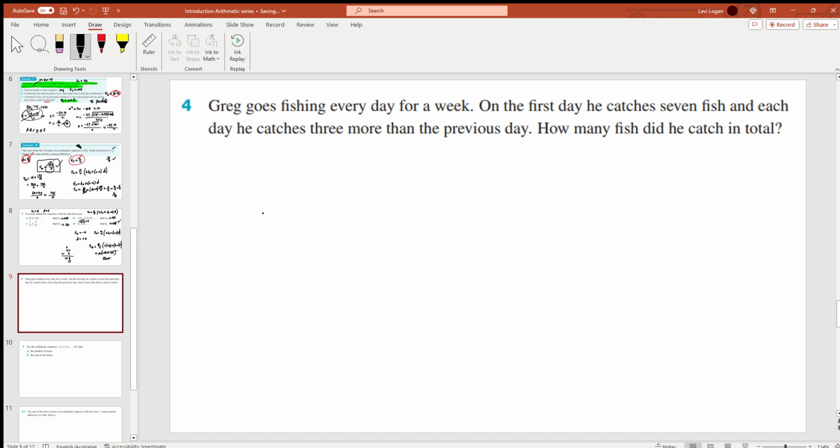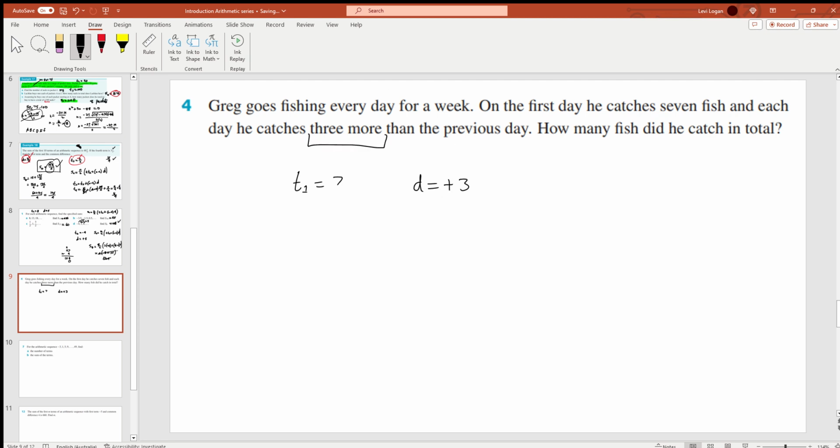Right, so question 4 that I've chosen. Greg goes fishing every day for a week. On the first day, he catches 7 fish. And each day he catches 3 more than the previous day. How many fish did he catch in total? So straight away, your first term is 7 fish, so t of 1 is 7. And you've actually been told the difference. Each day he catches 3 more, so your difference is +3.